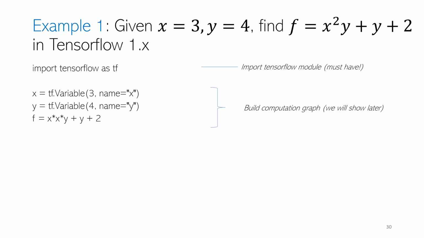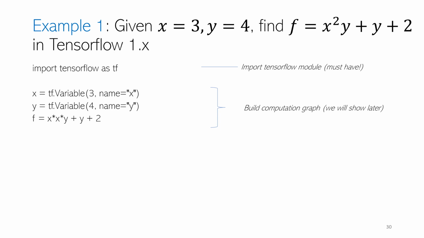So let's start with a very simple example. Let's say we want to evaluate the value of a function x squared y plus 2 at x equals 3, y equals 4. We want to evaluate the value of f at this point. So what we do in TensorFlow version 1 is that first we import TensorFlow. Of course, if you are in Google Colab, you need to first ask Colab to import TensorFlow 1 for you using that magic function I described before.